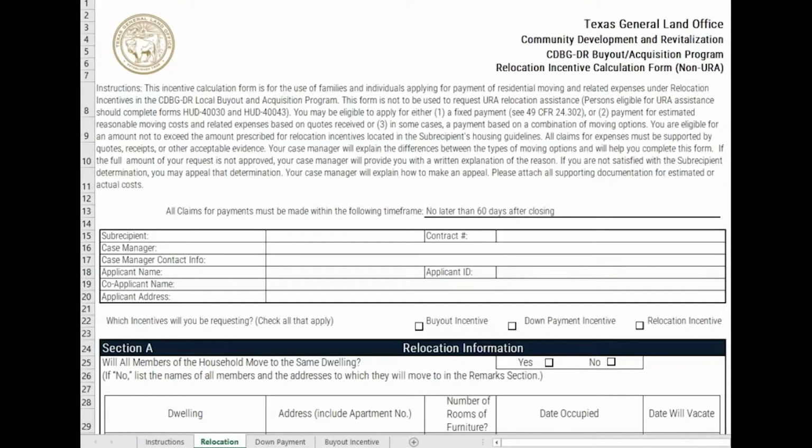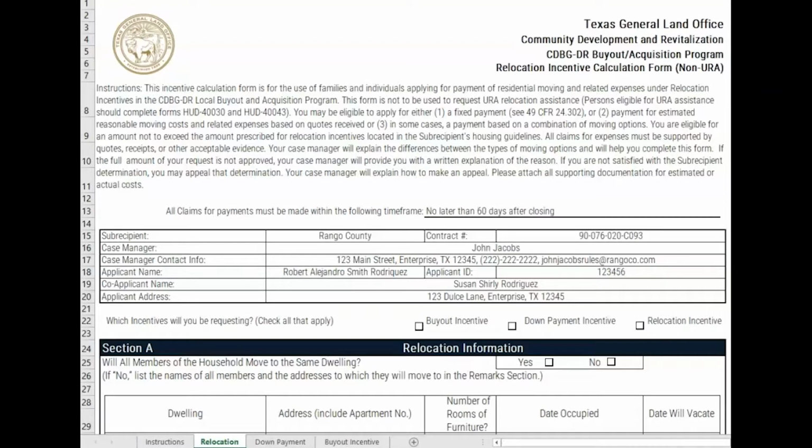Then, in the table below, the subrecipient should input the subrecipient name, the GLO contract number according to the GLO contract, the subrecipient case manager working with the applicant, the contact information of the case manager, the applicant name, the applicant ID, which is the Tiger Project ID. This number will be generated in Tiger when the applicant's project is created and the left side checklist and application are uploaded. The co-applicant name, if applicable, and the address of the buyout or acquisition property.